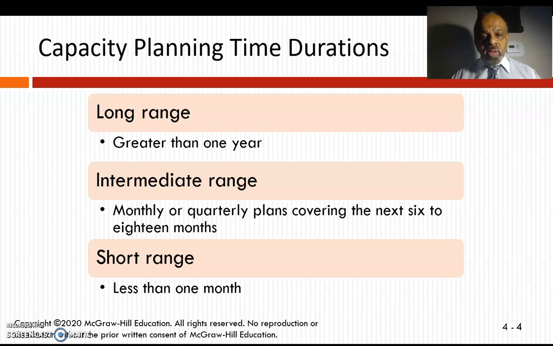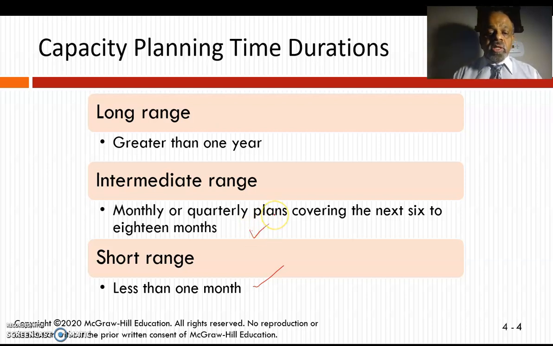There are three different ranges in capacity planning time durations. One is short range. A short range is usually less than a month. Suppose I'm going to have a demand of 15 computers to be made, assembled in these 2 weeks. I should have the capacity, the number of people working for me, all the machines that are necessary, all the tools that are necessary, to make sure that I can produce this number of computers in these 2 weeks.